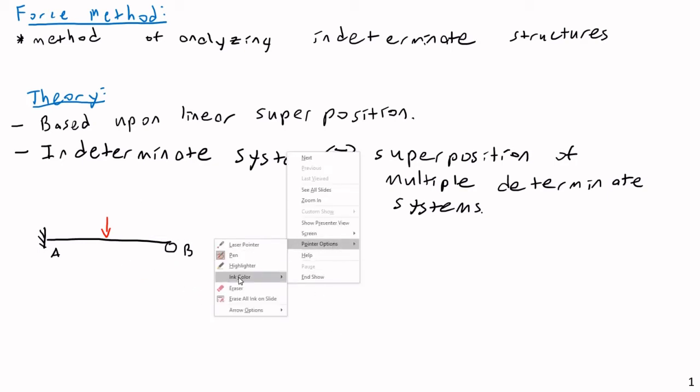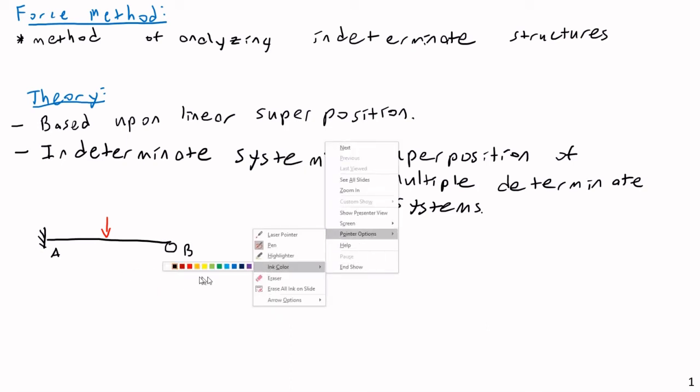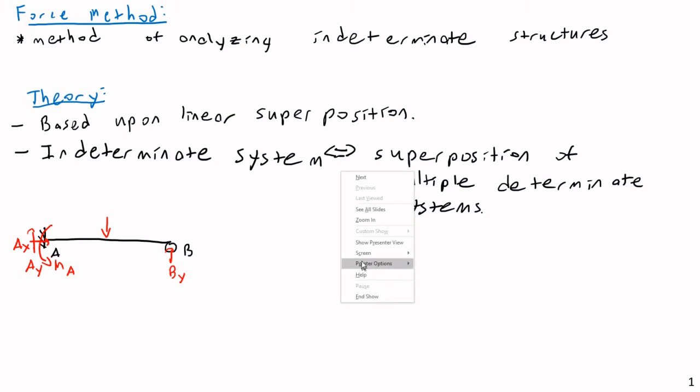However, this is essentially equivalent to, well, let me show you this. Let's say I draw my reactions here: Ax, Ay, and maybe an MA here. Well, this is essentially equivalent to this. What would happen if I removed this support? If I didn't have that there, I would still have that fixed support there.